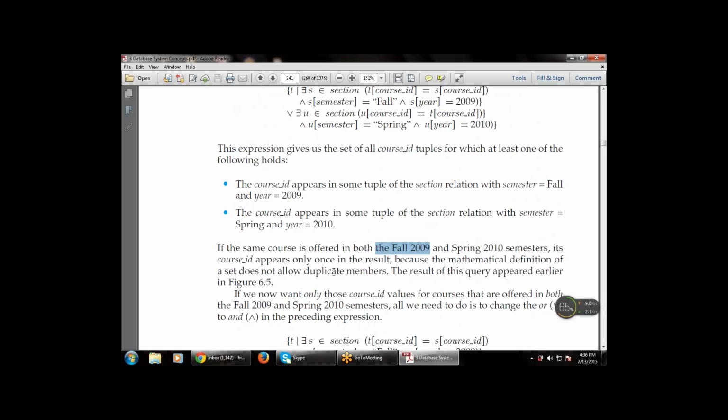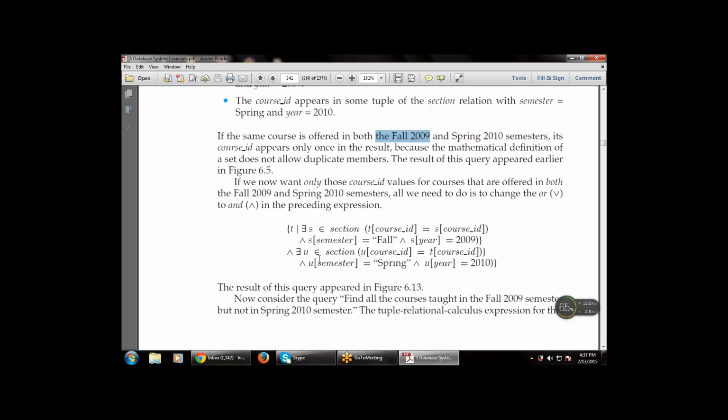That is, if there is a duplication, where the comparison is performed on the fall 2009 and the spring 2010 semester, its course ID appears only once in the result, because the mathematical definition of a set does not allow duplicates. That is, there are no duplicates available. The result of this query appeared earlier in Figure 6.5.